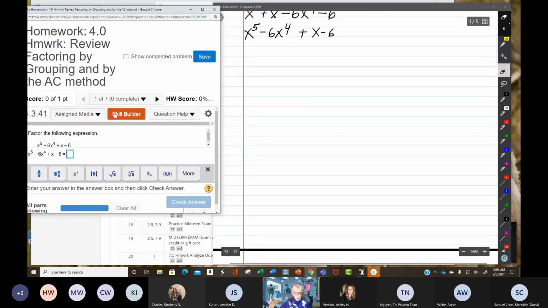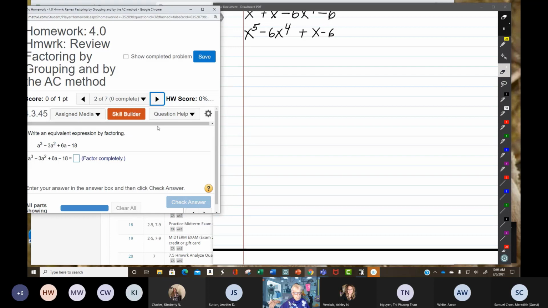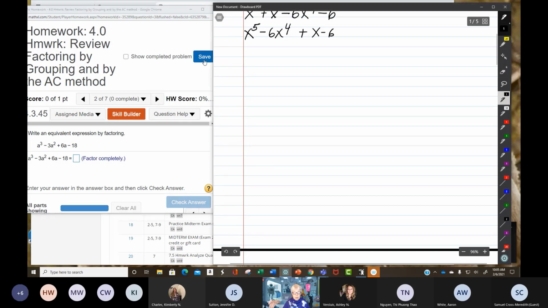Let us move on to problem number 2, where again they've written in A's. What is it with these people? Well, I'm going to write it as x's, and then I'll go ahead and rewrite it with A's. So number 2, I'm going to write it as x to the 3rd minus 3x squared plus 6x minus 18.